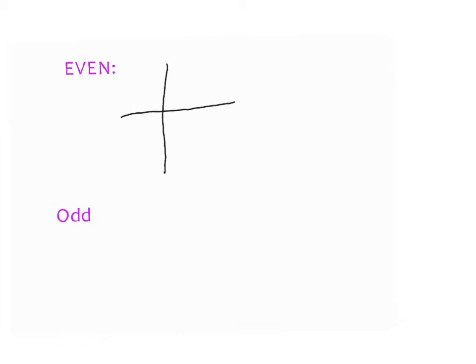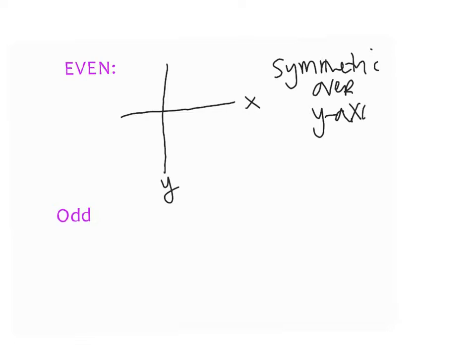Okay, even means that this is your x and this is your y, and it is symmetric over the y-axis. So if I drew you a picture, for example, x squared is an even function because if I folded it along this line right here, just folded my piece of paper in half, all the points over here would match all the points over here, just on the opposite side. So that's an even function. Even means you can fold it over the y-axis and it's exactly the same.